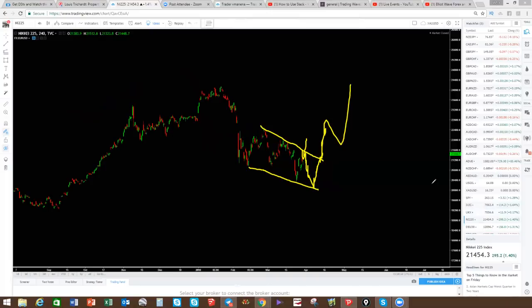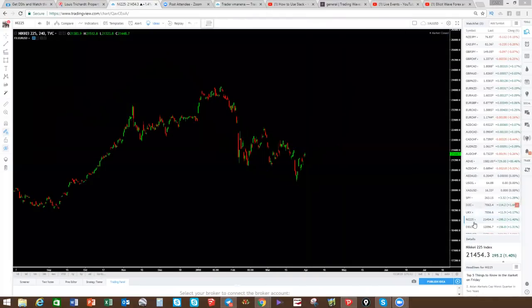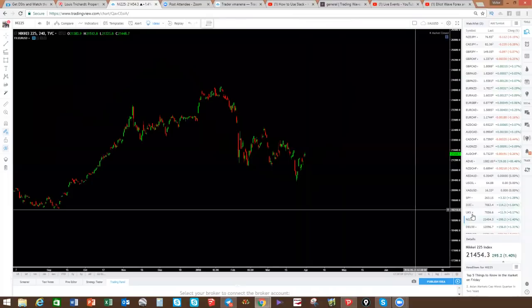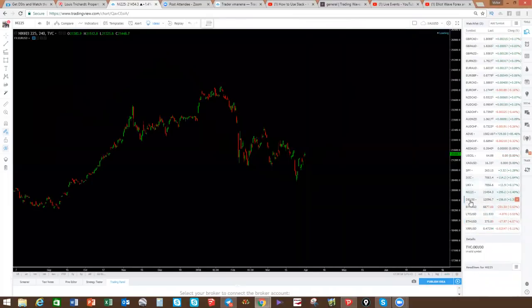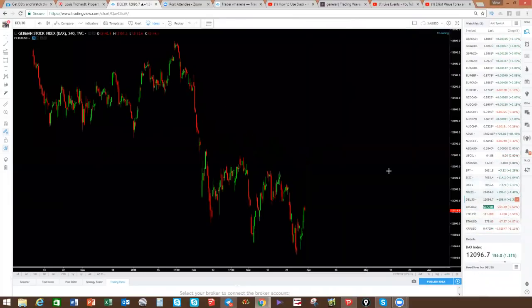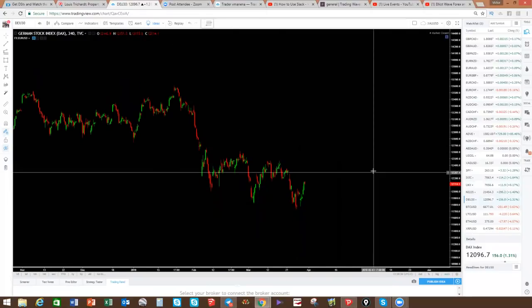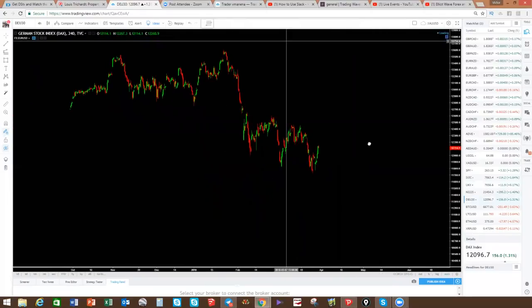Okay, that is the Nikkei. DAX, similar move. You can see all of them making these V patterns.